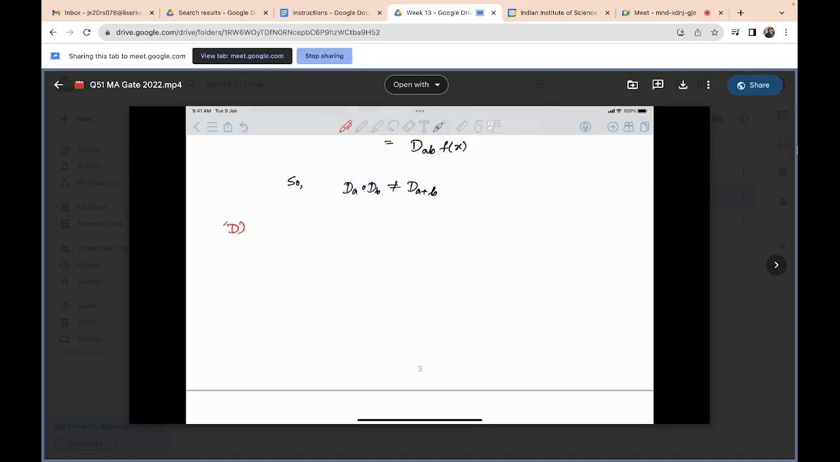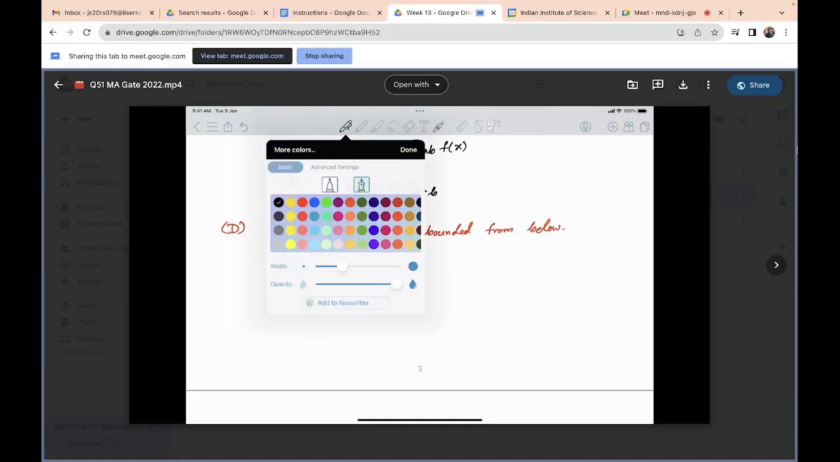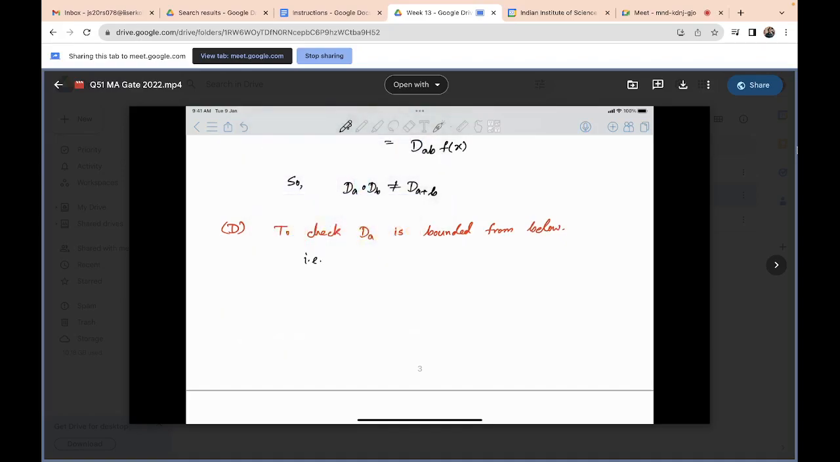To check dA is bounded from below, what does this mean? It means we have to check that the norm of dA of f should be bigger than or equal to some constant C times the norm of f. So this is the meaning that dA is bounded from below.